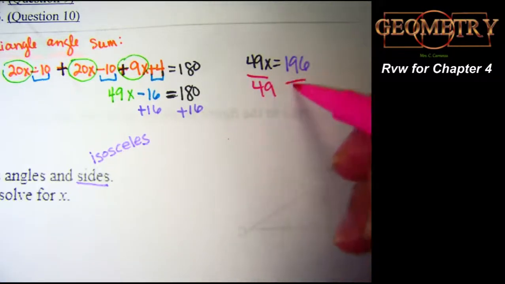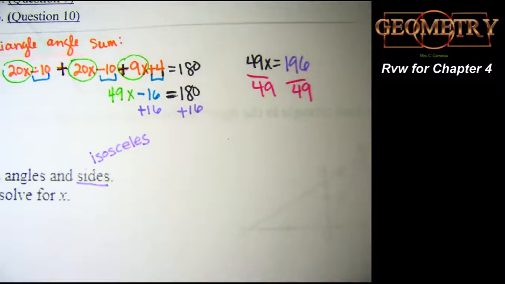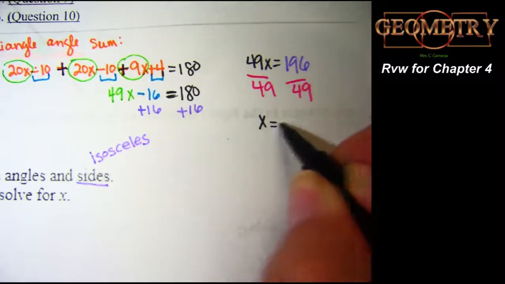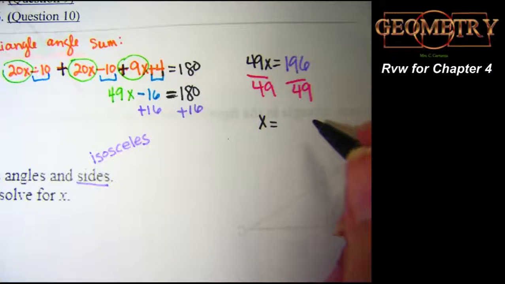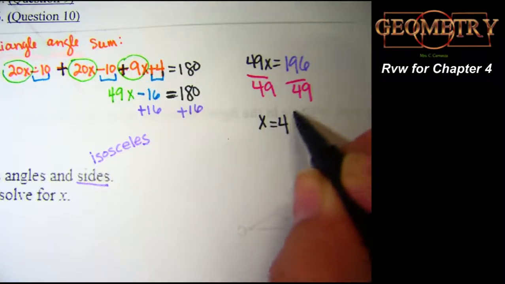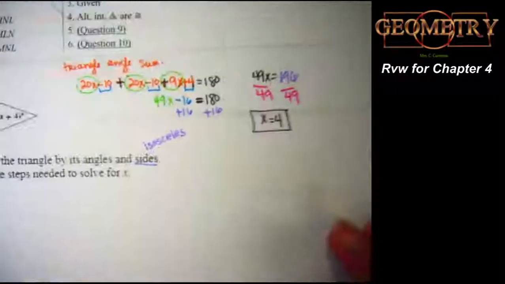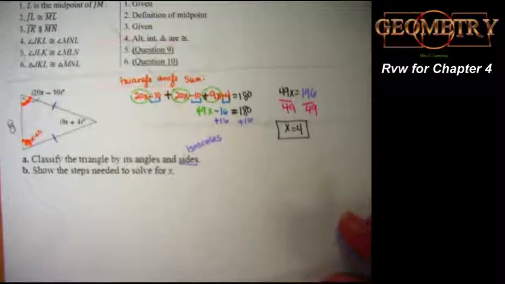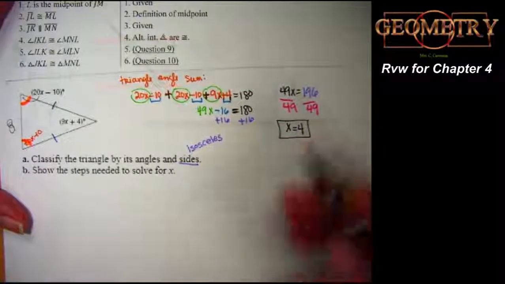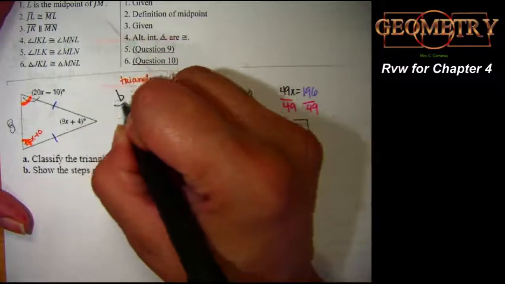Divided by 49. Someone help me out with that multiplication. 3? Nope. 4. Okay. And I'm believing them because they had their calculator apps out. All right. So it says show the steps needed to solve for x, and so all of this is answer B.